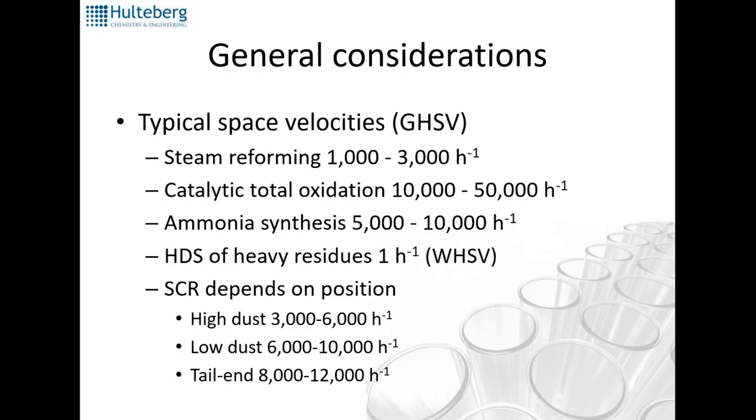For total oxidation, which is a much faster reaction, we can operate between 10 and 50,000 inverse hours. In ammonia, which is also an equilibrium constrained reaction, between 5 and 10,000 inverse hours. Hydrodesulfurization is about 1, but here we have a weight hourly space velocity, which means that we have 1 cubic meter of oil processed per ton of catalyst per hour.